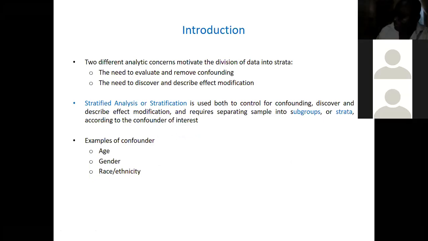So, two analytic concerns: the need to evaluate and remove confounding. That's one major reason why people should do stratified analysis, to remove confounding. You also need to discover and describe effect modification. So two things: confounding, you evaluate and remove it. Effect modification, you are not removing; it's just for you to describe it. You cannot remove it. So you discover and describe effect modification.